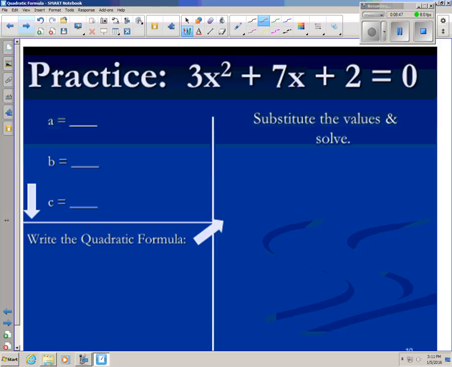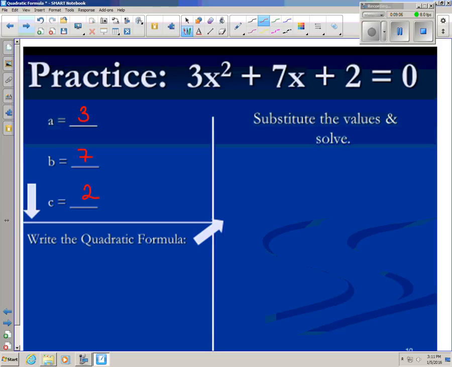So we're going to pick out our A, B, and C. I would write that over someplace to the left or right of your paper. In this case, I have it listed to the left, but you're just going to be given the quadratic, and you can write it wherever you'd like, but at least write it. So A is 3, B is 7, and C is 2.